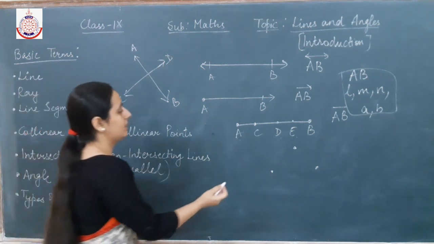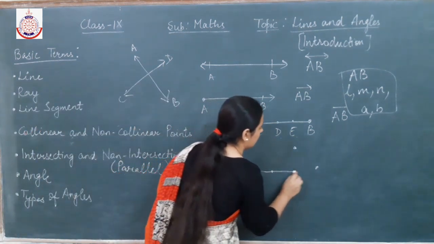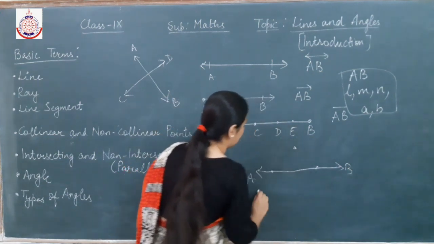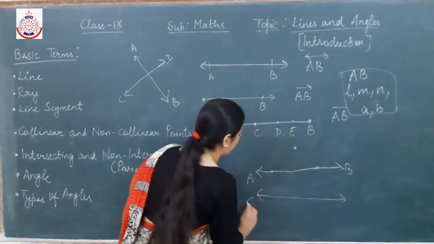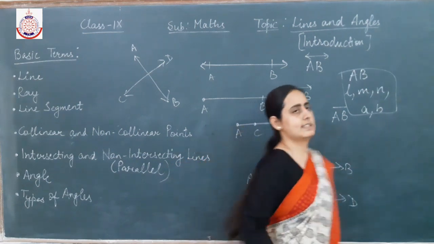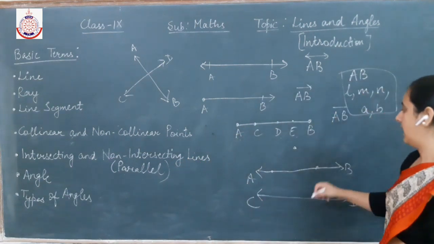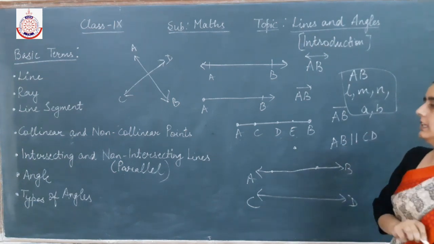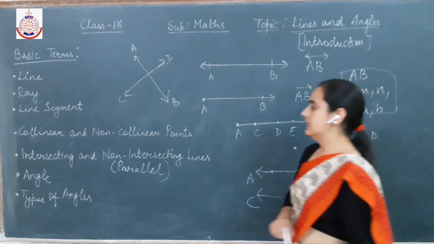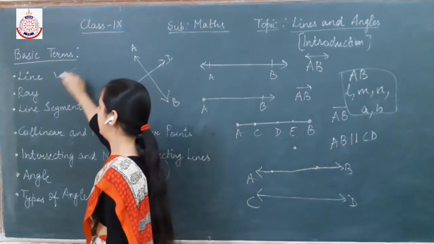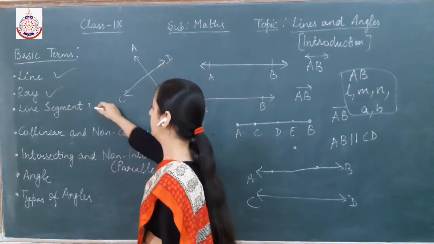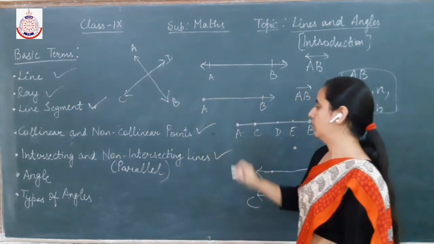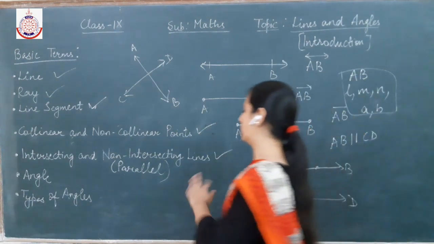Fine. How do we represent parallel lines? Suppose this is my first line, let it be AB, and this is my second line, let it be CD. Then I can say the line AB is parallel to CD, and we write it like AB parallel to CD. Fine. Next, we have discussed line, ray, line segment, collinear and non-collinear points, intersecting and non-intersecting lines.